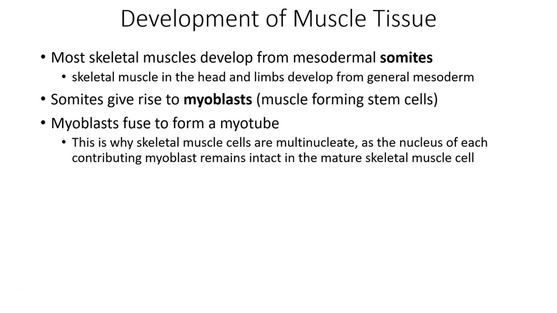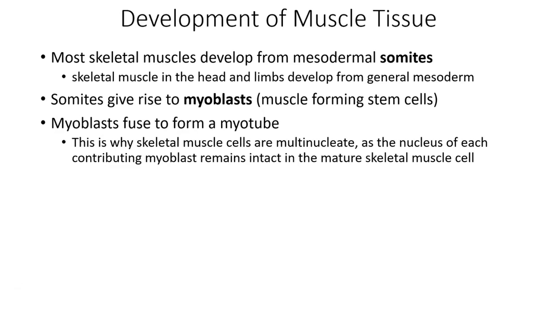Somites are going to result in a cell type called myoblasts, and as we've seen in other units, any cell type that ends in blast is usually going to be some type of stem cell. So myoblasts are special muscle-forming stem cells, so these are stem cells that know they're going to become some type of muscle cell. They don't know exactly which type of muscle cell, though.